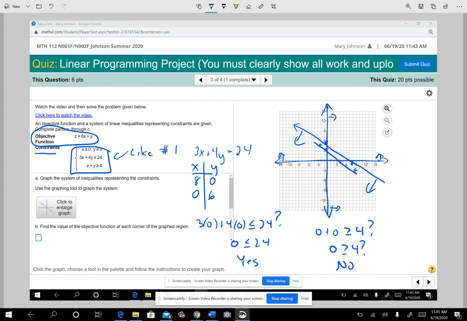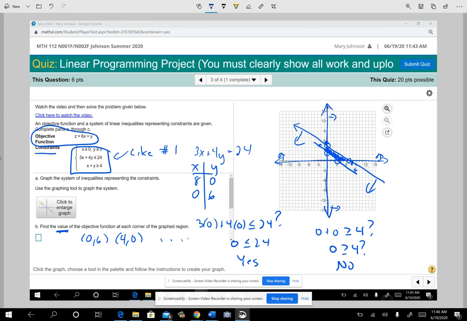And so once I get my shaded region figured out, I identify my corner points, okay? And so on mine, I have certain corner points. So I would identify those corner points. So like one of them turned out to be (0, 6). One of them turned out to be (4, 0). And then there were a couple others. All right, what it's going to ask me to do next, or what it's asking me to do on this one, is to find the value of the objective function at each corner.